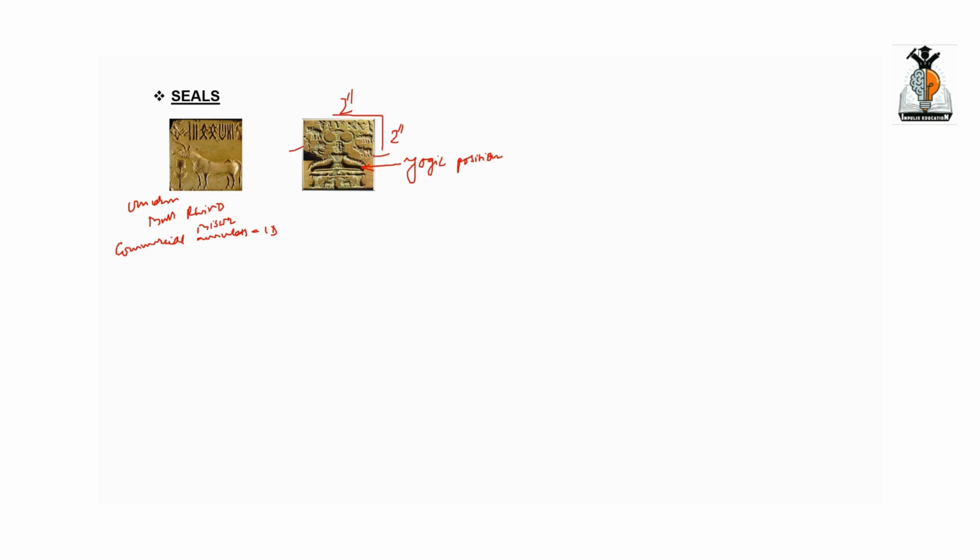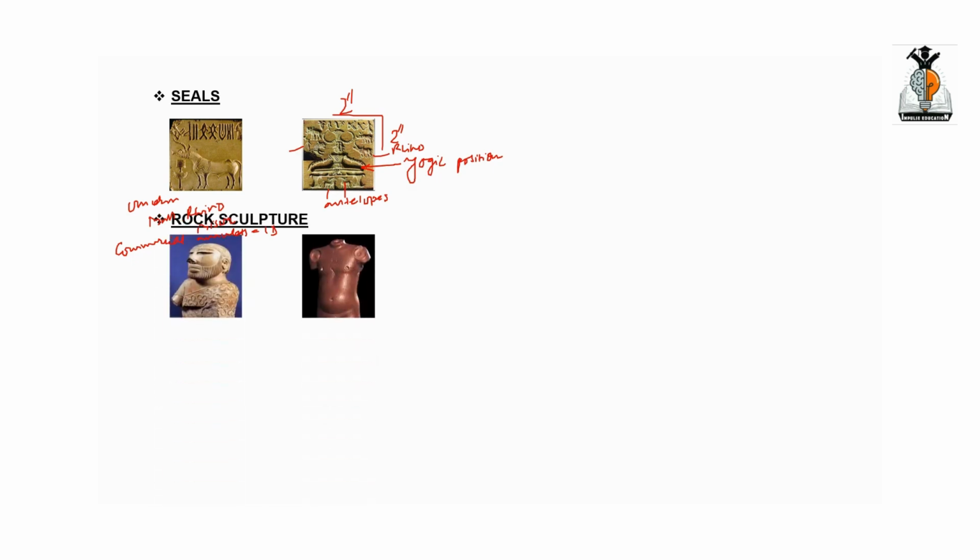while on the left a rhinoceros and a buffalo are seen. In addition to these animals, two antelopes are shown below the seat. Such seals were found in the ancient city of Mohenjo-daro of Indus Valley civilization.